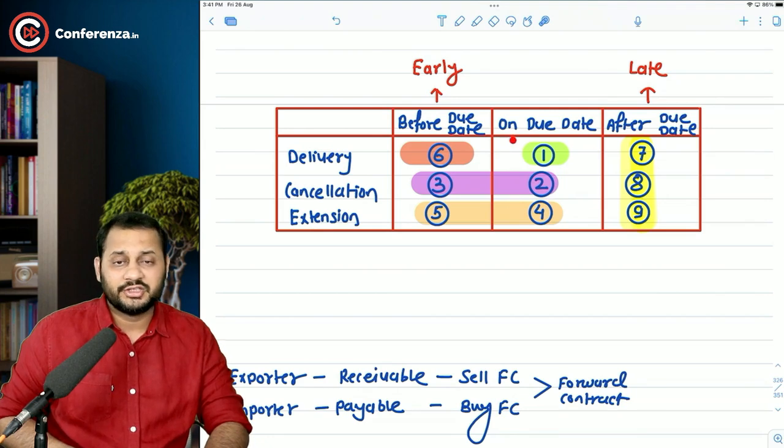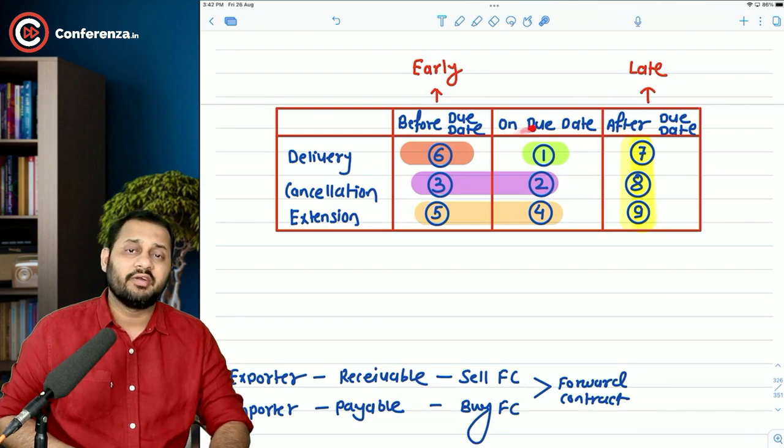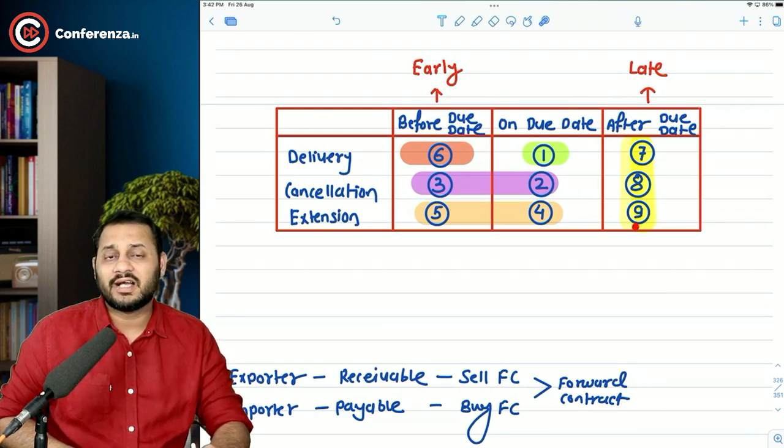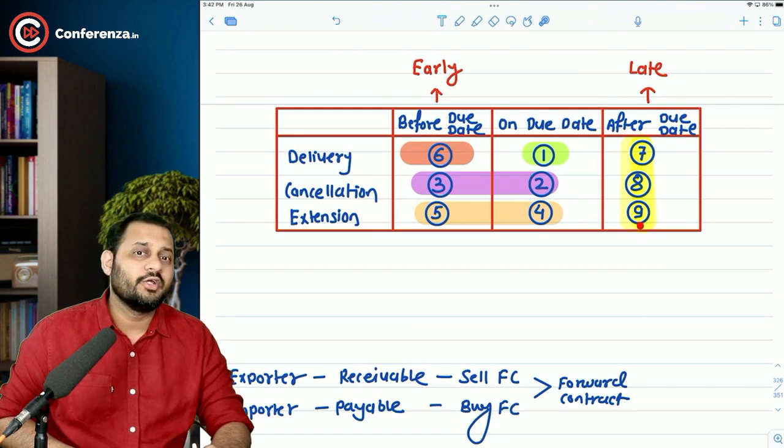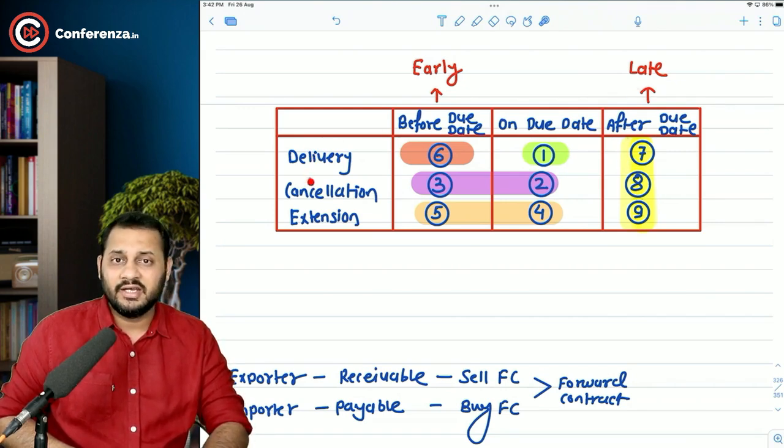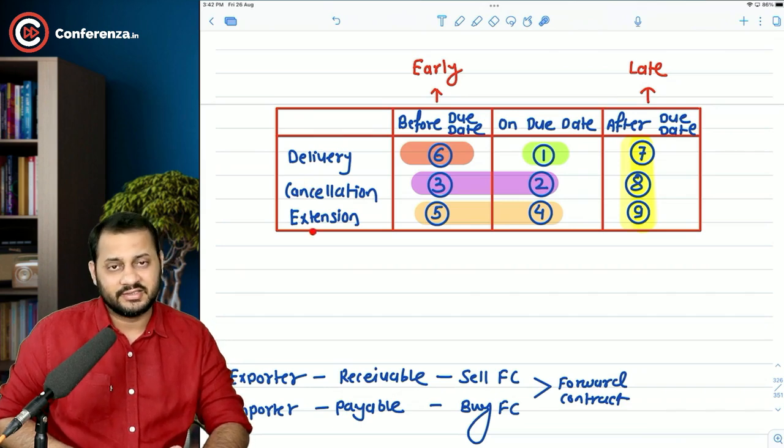You do not reach the bank on the due date, and let's say, for example, you reach the bank after 1 month of the due date. So you are late, you have defaulted, and after reaching the bank you are asking the bank to extend the contract. You want to honor it but you want to extend it. So all these cases which happen after the due date are called late delivery, late cancellation, and late extension.